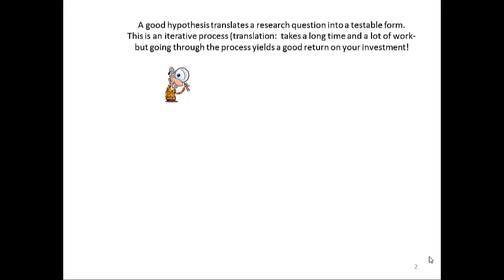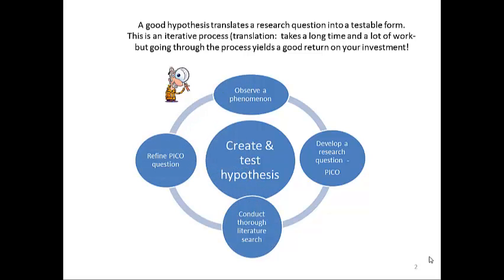Many research projects have run aground very quickly because a person failed to go through these steps and tried to take shortcuts. And so if you remember a previous presentation, we said the steps of going through a research project is to observe a phenomenon, develop a research question, which we use in health circles, PICO. We conduct a thorough literature search, and this may mean going back and honing our PICO a little bit, and then we refine it and we create and test a good hypothesis.